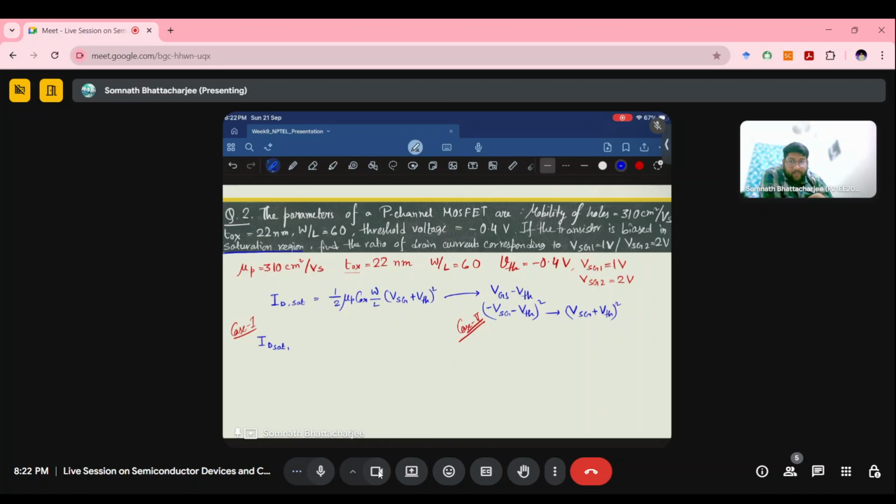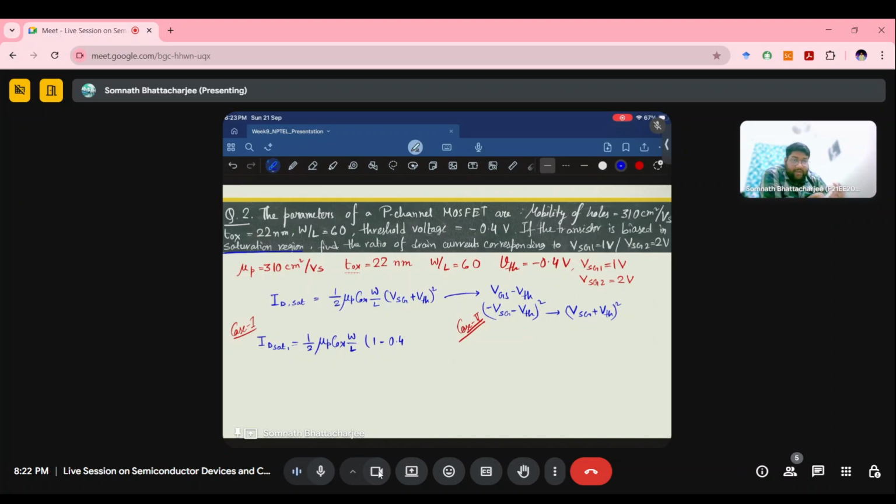Okay? Yes, so for this case, what will happen is that half of mu_p Cox W by L, and we just have to put the values of VSG and VTH. That's it. For this case, I guess we should have put this, but that's fine. So it will be 1 minus 0.4.